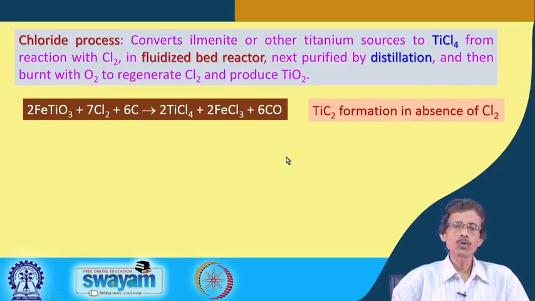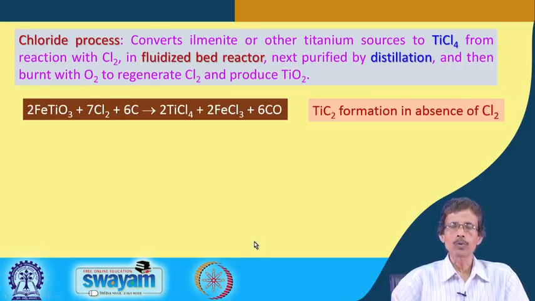But if we do not use this chlorine, because the chlorine is your oxidizing agent, and if we try to react only that ilmenite as iron titanate with carbon, we have already seen the formation of another useful material, that we will end up with the titanium carbide formation, that we already discussed earlier. So, how to avoid the formation of titanium carbide, that we will also see here with the use of chlorine.